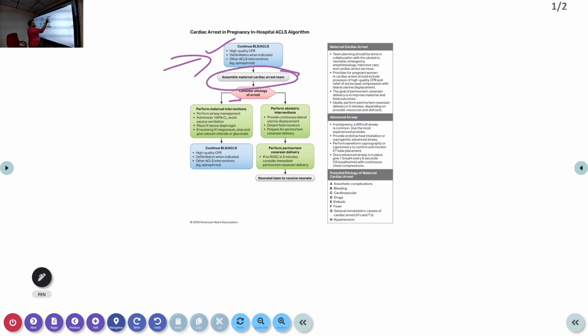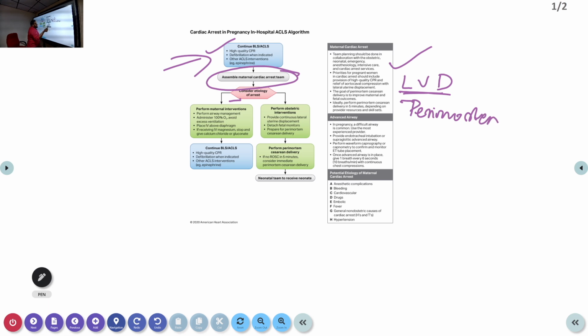So maternal cardiac arrest, team planning we have already discussed, which team members are needed. Then the priority for a pregnant woman in cardiac arrest should include providing high quality CPR. That is the priority for all patients, not for pregnant patients alone. Everybody should get high quality CPR, but most importantly, you have to have lateral uterine displacement. That is very, very important. And perimortem cesarean section. That is the next thing that you have to remember here.